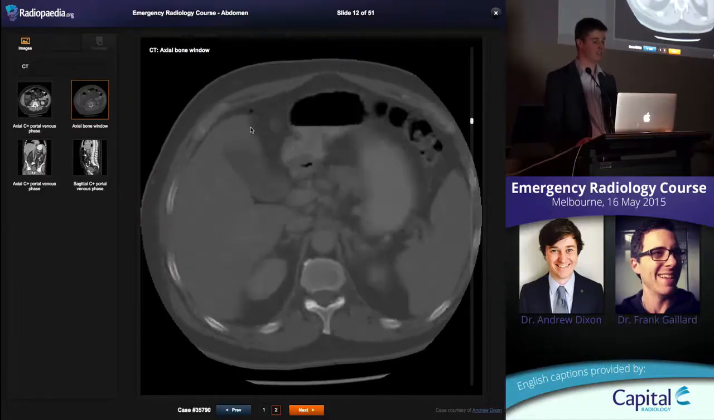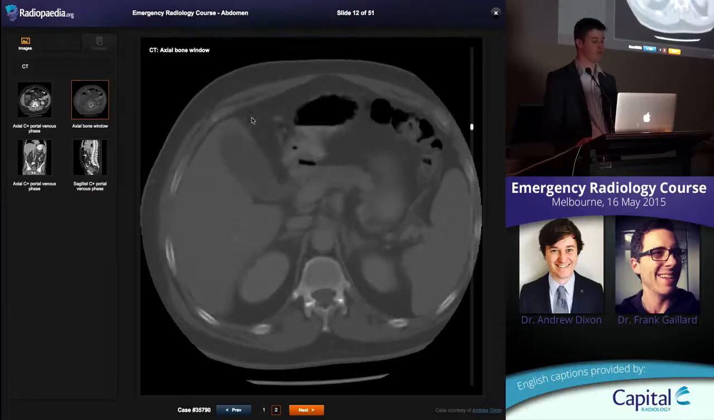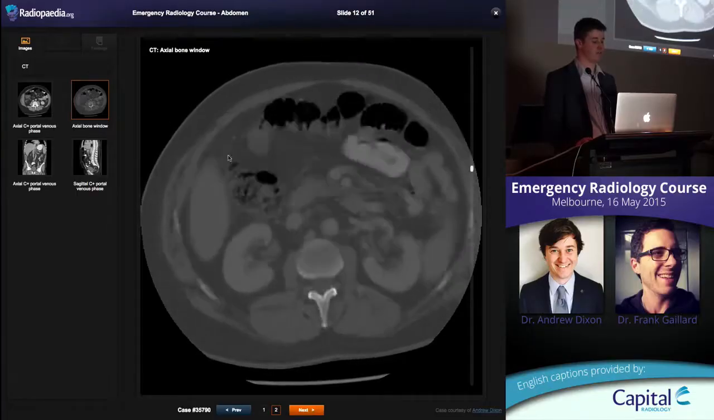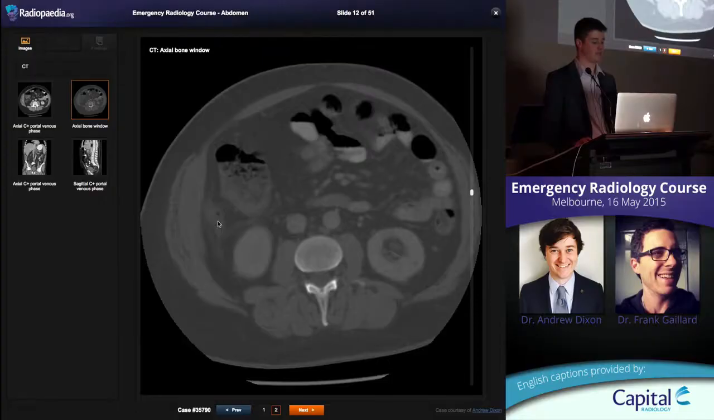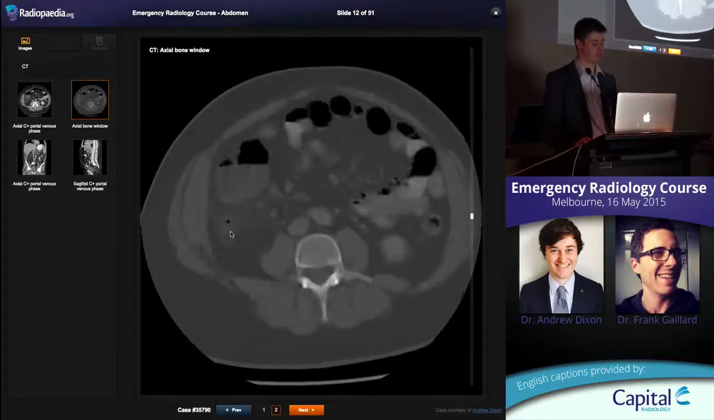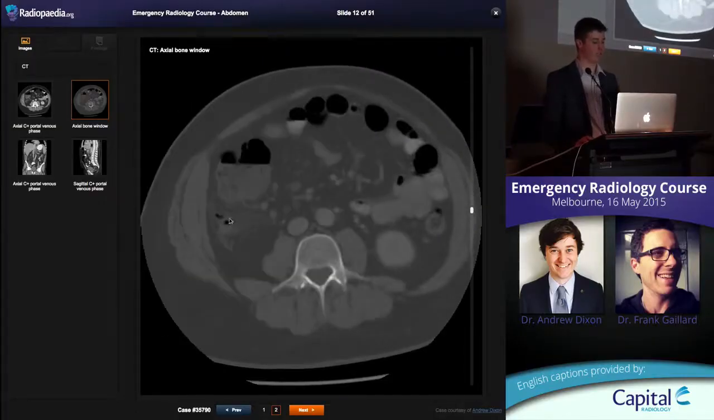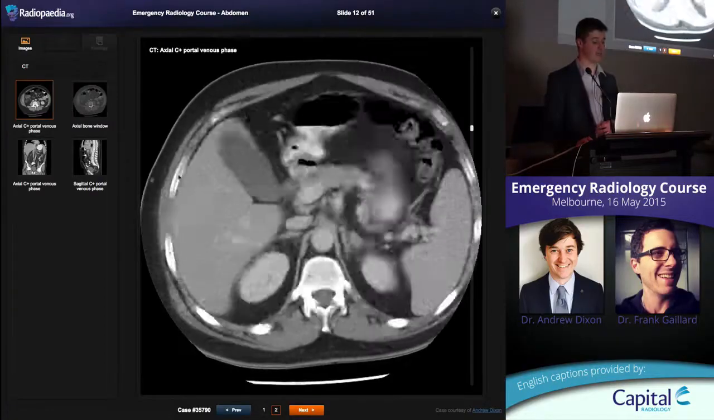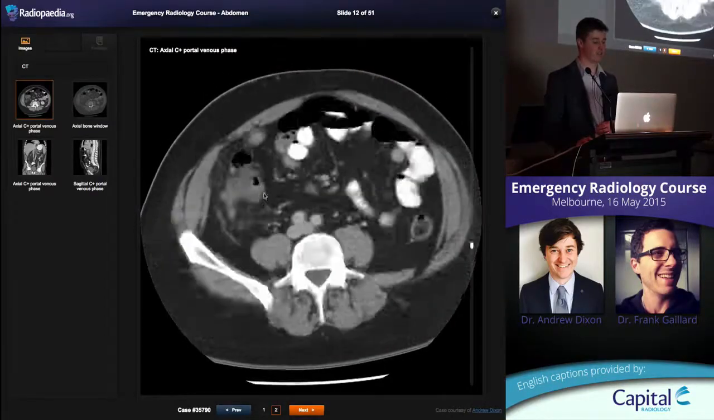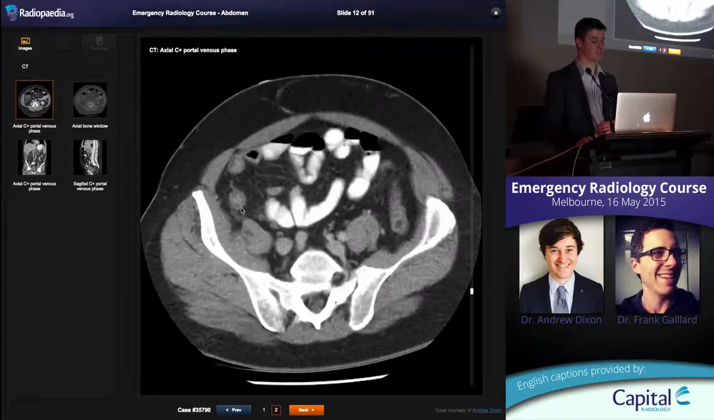You see this air sitting up next to the gallbladder here, little free locules of gas. So this is a sign that this appendix has perforated. So a case of perforated appendicitis. This patient had a background history of Crohn's disease, which made it quite hard for the registrar to get Crohn's disease out of their mind as the diagnosis.